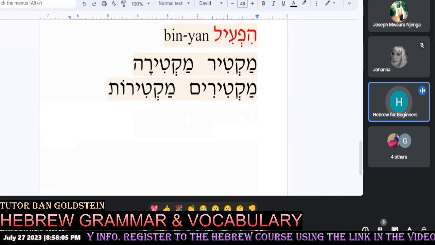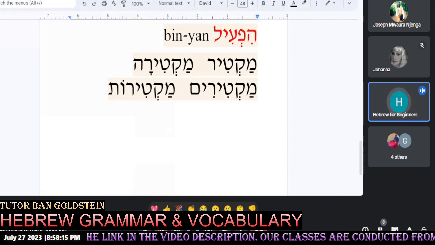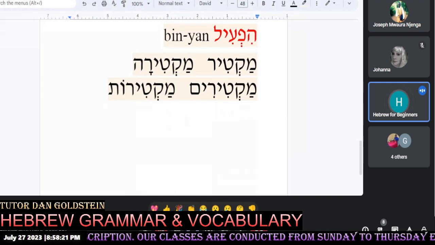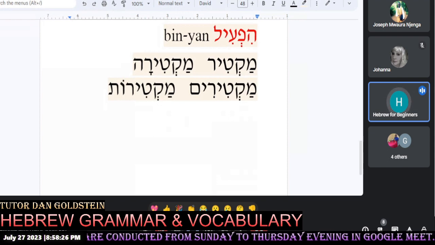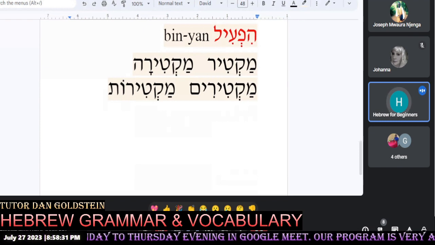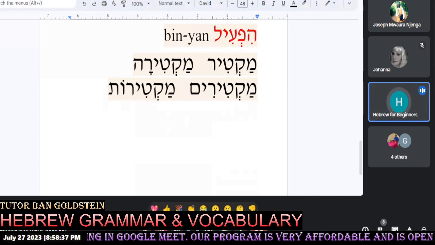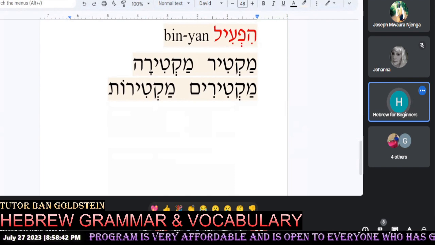And you can hear even in the name of the binyan, the name of the binyan is hif'il. Well, that doesn't really help because it has the hey at the beginning instead of the mem. But the mem is the clue for the present tense of the hif'il, mak, tir, and then the yud in between the second and third radical of the root, between the tet and the resh. So the mem is our prefix, and then we have the yud infix between the tet and the resh. Maktir, maktira, maktirim, maktirot.